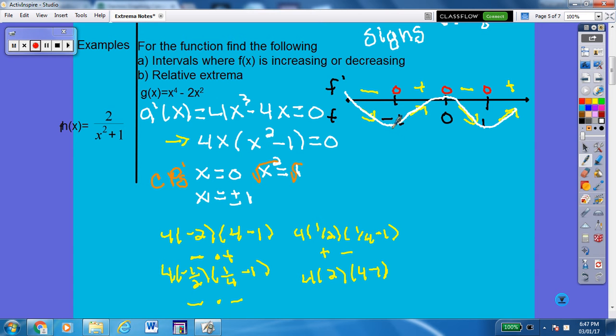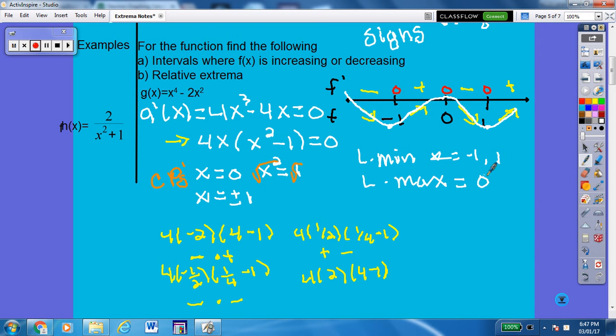So that allows me to tell right here I've got a local min. I've got another one over here. Now I don't know if it's absolute. I don't know which one's lower. For that I would have to compare the y values. But for sure I've got a local min at x equals -1 and 1, and a local max at x equals 0.